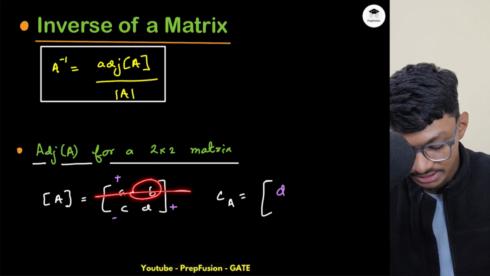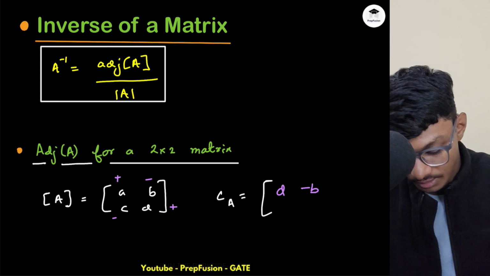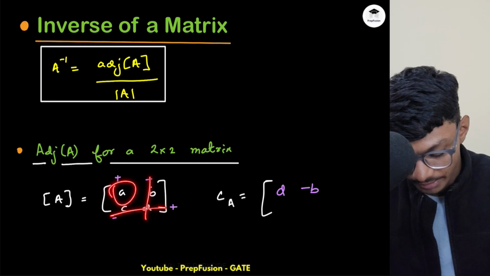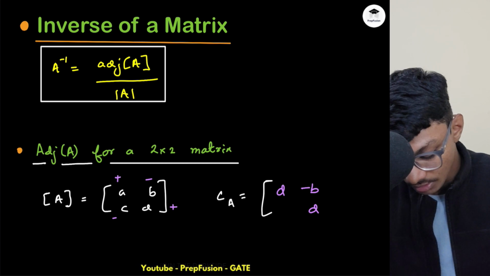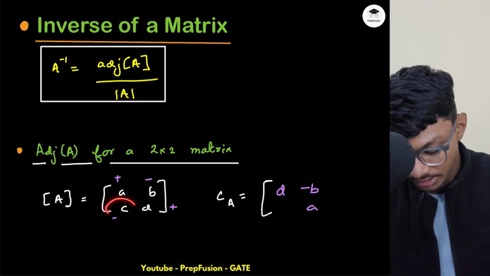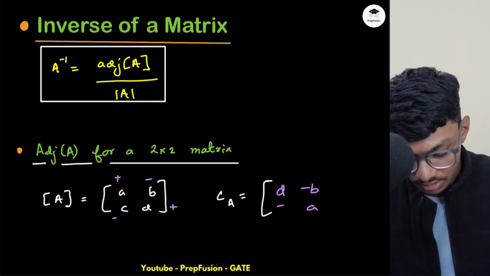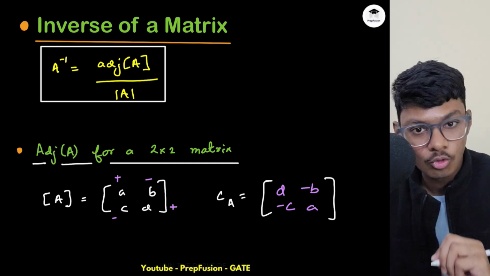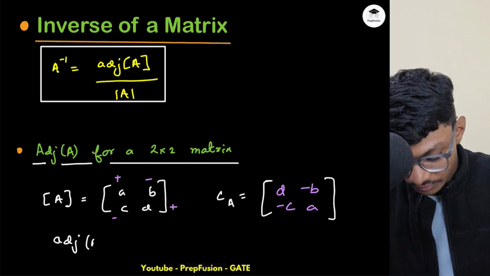Now what is the minor of this? I cancel this row and column, and only C is left, and obviously I have a minus sign over here, so this will be minus C. Again I do the same thing for the D element. The minor will be A, and I have a plus sign over here, so this will be plus A. And again I cancel out this row and column. I have B left, and I have a minus sign over here, so this will be minus B. Okay, so this is my cofactor matrix. Now for adjoint of A, I have to take the transpose of the cofactor matrix.